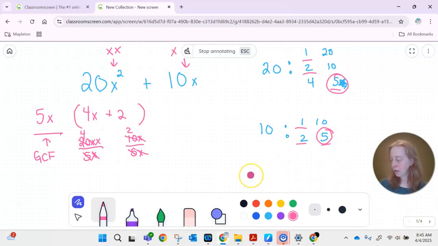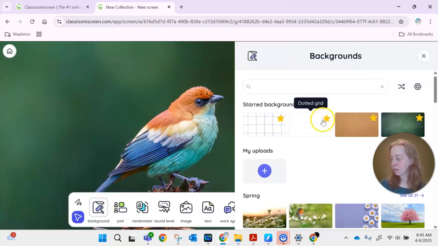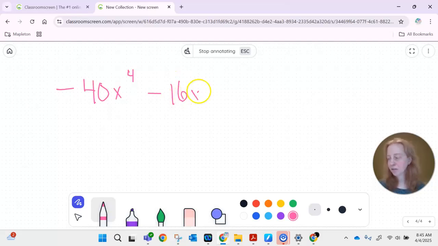Now let's do another example. Let me get my background, a good background. Here we go. So this is, again, I'm going to level you up with another example. Negative 40x to the fourth minus 16x squared. So we've got several things going on. We've got some subtractions. We've got big exponents. So let's start with the basics. We're going to figure out what is our GCF and what goes in our parentheses.